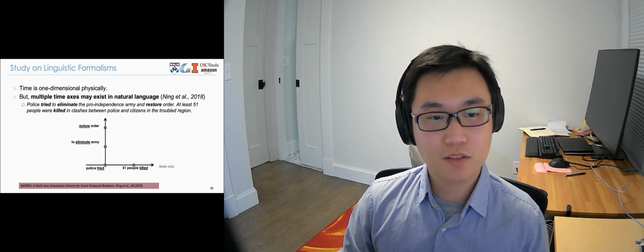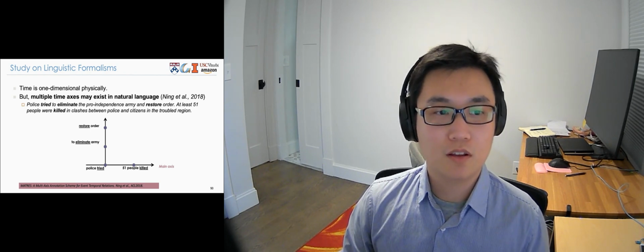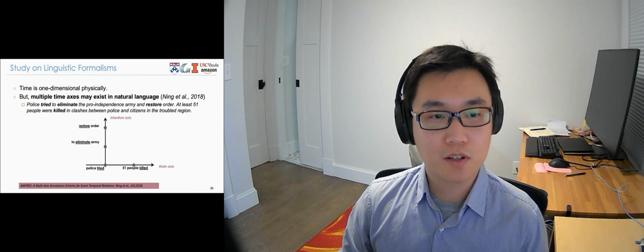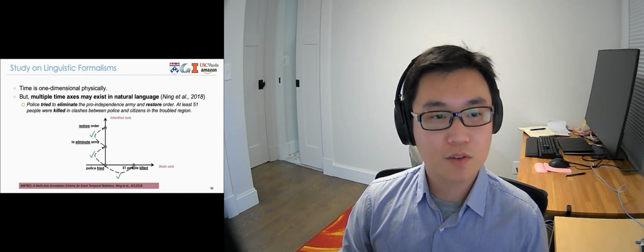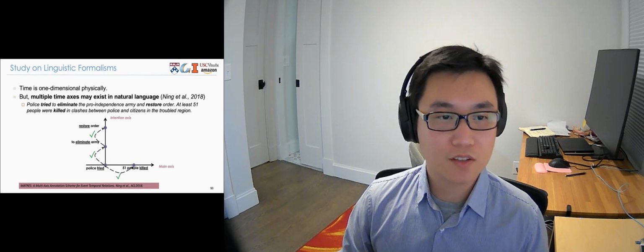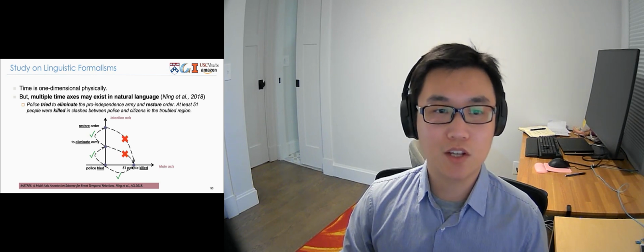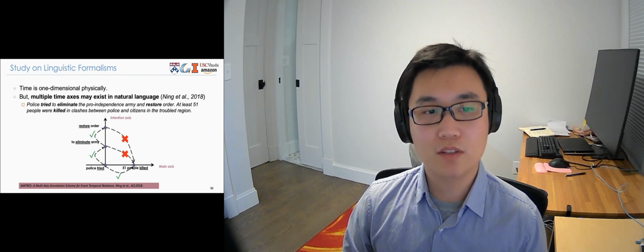For instance, police tried and 51 people got killed are on the main axis, while to eliminate army and to restore order are on the intention axis. The proposal in this paper was based on the fact that typically these pairs of events on the same axis are very well defined. In contrast, cross-axis event pairs often lead to ill-defined relationships that are very hard to annotate. Please refer to that table for more details.